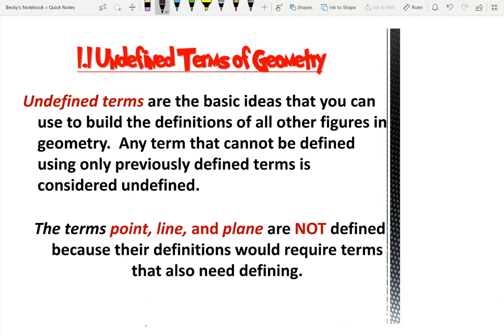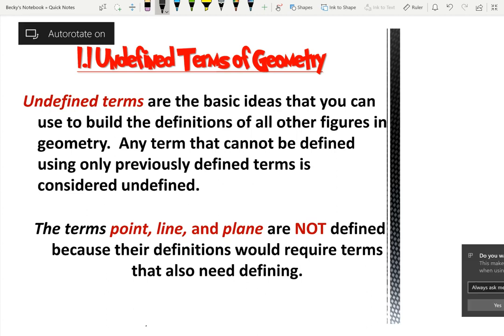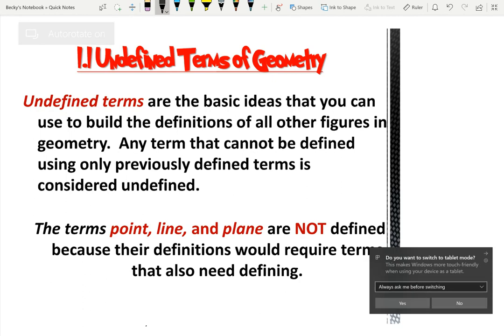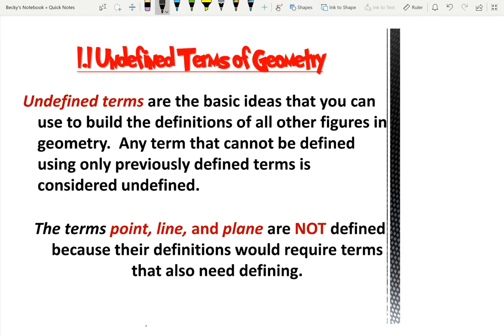Hi, we're going to start today with lesson 1-1, undefined terms of geometry. It's a weird idea to think about when we define words. We usually use other words to help define it. So when we start with geometry, we have to have a starting point, and those three words are point, line, and plane. Those are considered the undefined terms of geometry because they can't be defined with words that we've already defined.